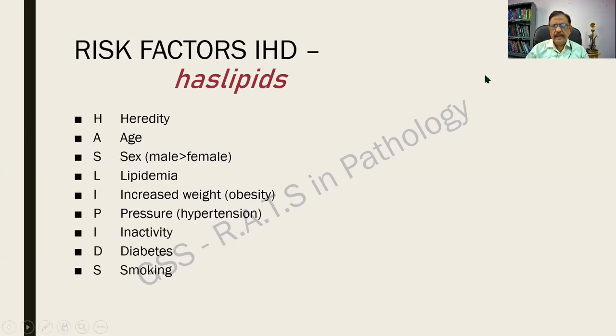The risk factors in ischemic heart disease, this is a mnemonic that I had got, and I would advise you people to kindly learn this. HASLIPIDS. H for heredity, A for age, S for sex, male greater than female, L for lipidemia, I for increased weight, that is obesity, P for pressure, blood pressure or hypertension, I for inactivity, D for diabetes mellitus, and S for smoking. HASLIPIDS, please learn by heart this mnemonic. The risk factors for ischemic heart disease is going to be part of your answer.